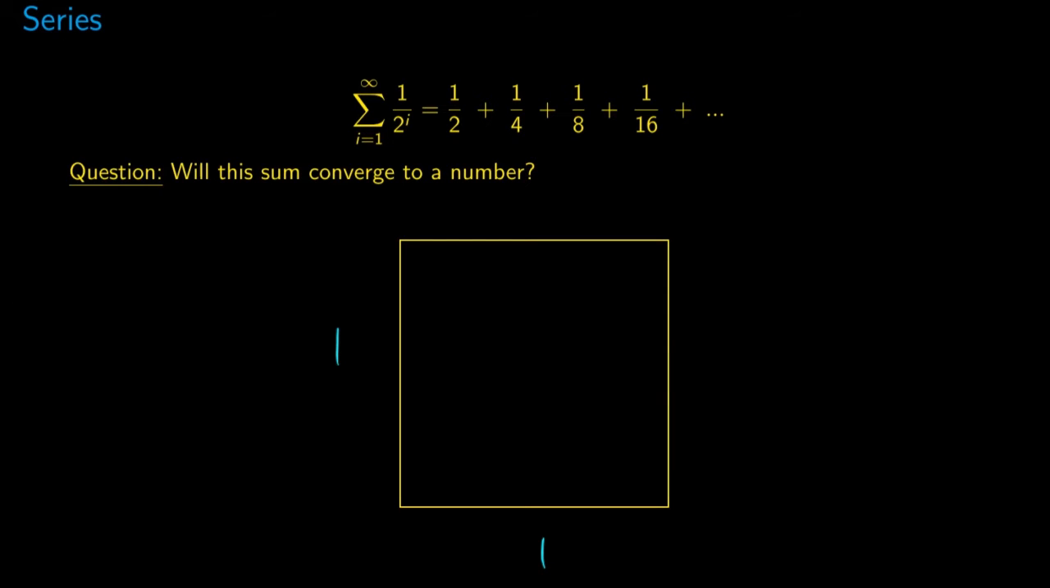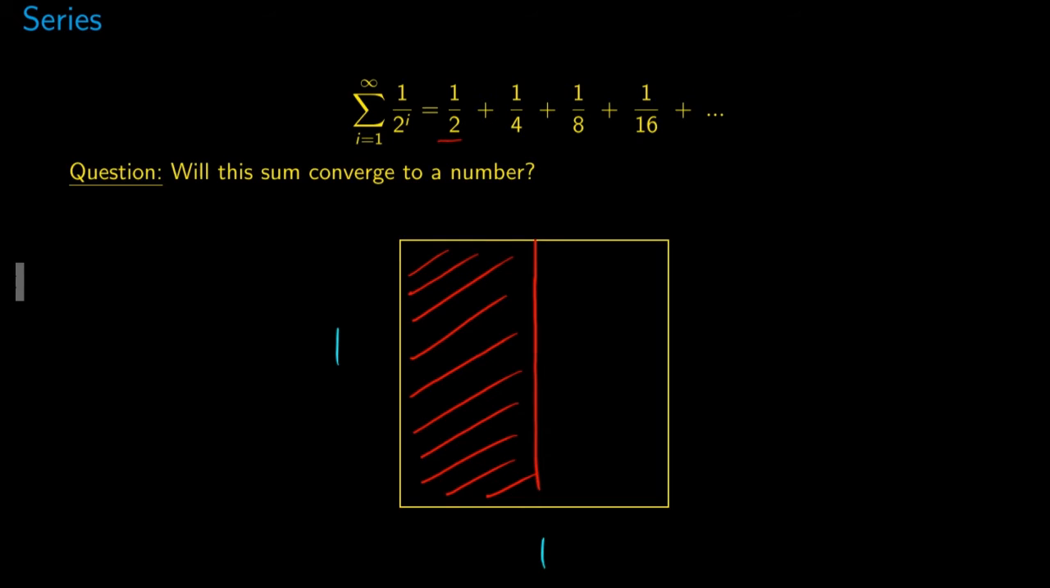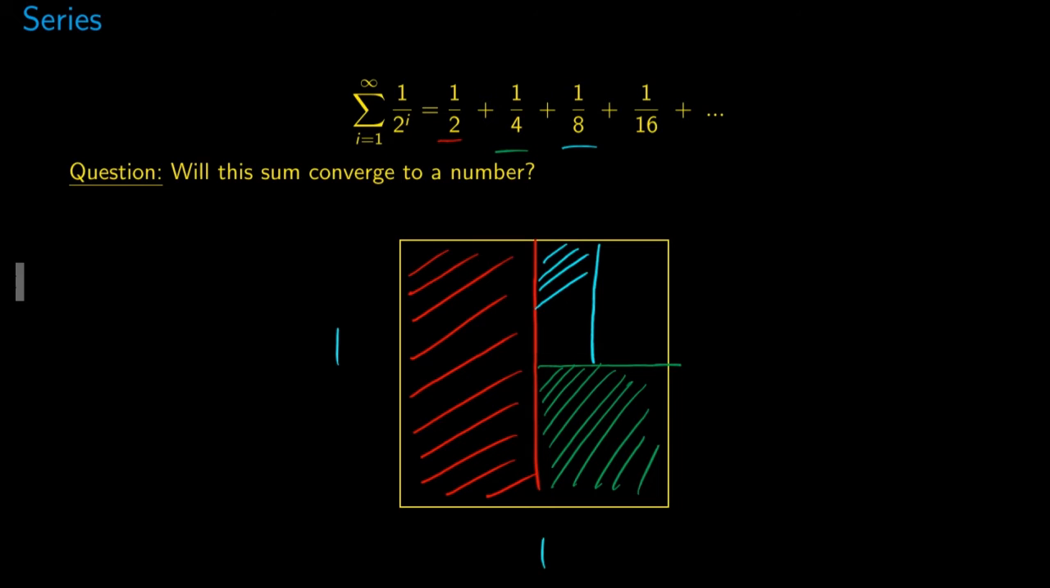Okay, so let's add each of these terms to our square. So first we'll add 1/2. So if we add 1/2 of our square, that looks like this. We added 1/2 of the square. Next we'll add 1/4 to the square, and we can add a fourth by adding half of what's left. So here is a fourth of the square. Then we'll add 1/8, which is just, again, 1/2 of what's left of our square. 1/16 similarly is going to be 1/2 of what's left.